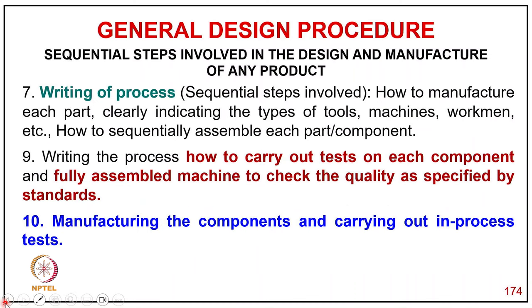The seventh step is the writing of the process, the sequential steps involved in how to manufacture each part, clearly indicating the types of tool, machine, workmanship, and how to sequentially assemble each part. The ninth step is to write the process of how to carry out the test on each component and the fully assembled machine to check the quality and specify each standard. As a tenth step, manufacturing the components and carrying out the process tests.